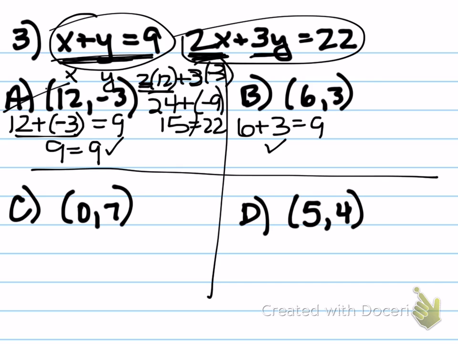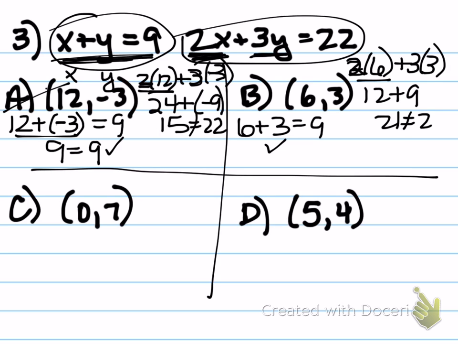In the second equation, I'll just circle it up there so we don't forget it. If you double the x value, which means we have 2 6's, we're going to add to that 3 y values, which is 3 3's, and we should get 22. Well, this gives us 12 plus 9, which is 21. That's not equal to 22, so it doesn't check in that second equation. Choice C, x and y, if we add those up to check the first equation, we get 0 plus 7, not equal to 9. So we're done with choice C.